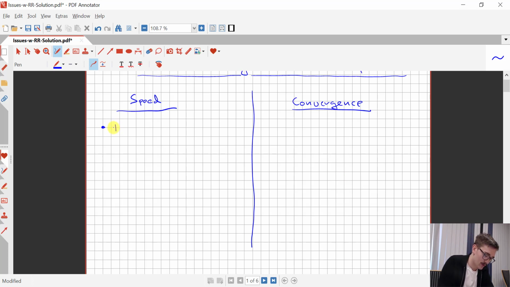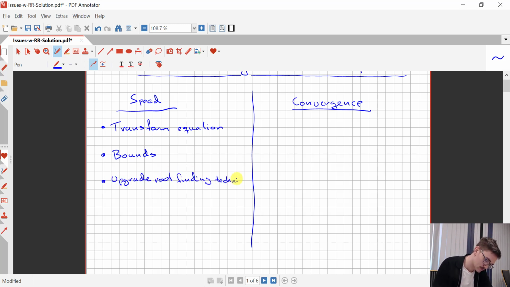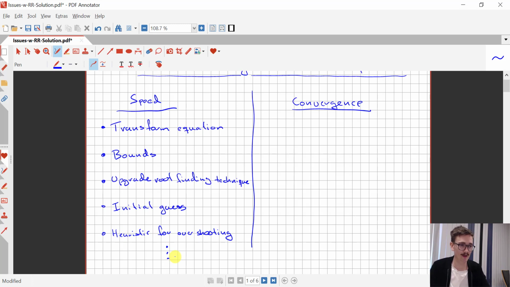One thing you can try is to transform your equation by doing a coordinate transform to try to linearize your solution. Another potential benefit that we've already looked at is adding bounds, which are stricter than the negative flash bounds. You can also try to upgrade your root finding technique, or you can try to improve your initial guess, or you can try to pick a different heuristic for handling overshooting with the Newton method. And there's a bunch more of these potential benefits, and you can read all about it if you want.